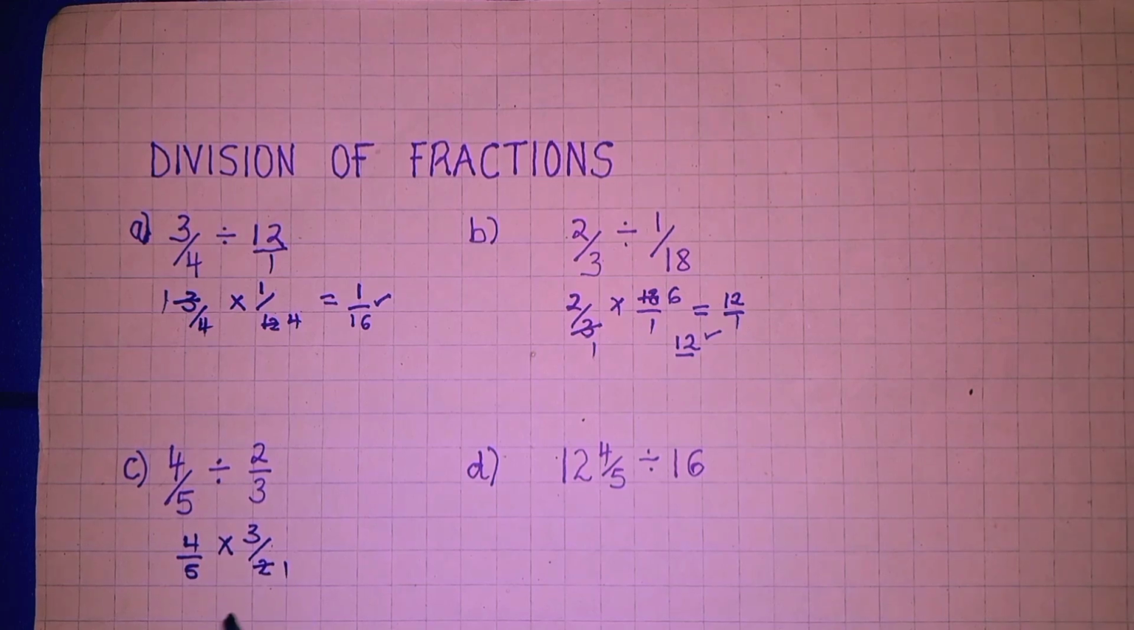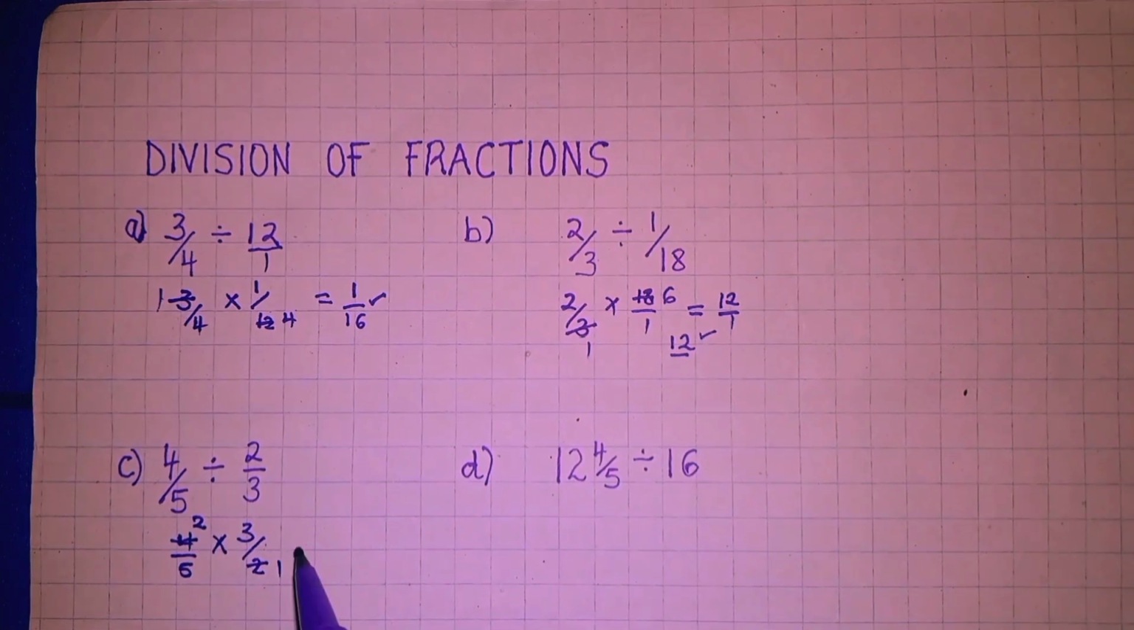So 2 and 4 can be cancelled or can be divided. 2 by 2 is 1. 4 divided by 2 is 2. So 2 times 3 is 6. 5 times 1 is 5. So this number can't be left like this because it's an improper fraction. So we should simplify it to a mixed number.